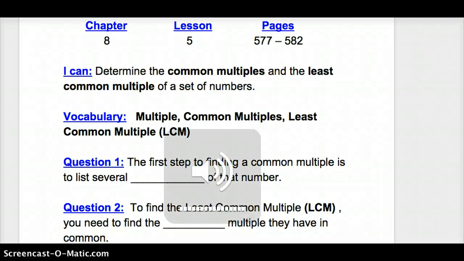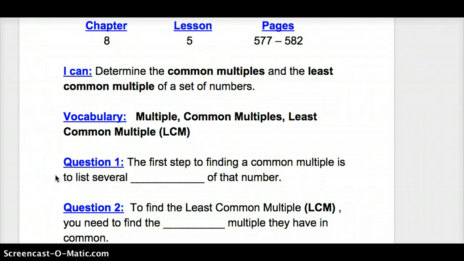Today's lesson is Chapter 8, Lesson 5, which can be found on pages 577 through 582. Our objective is: I can determine the common multiples and the least common multiple of a set of numbers. Vocabulary: multiple, common multiples, least common multiple.